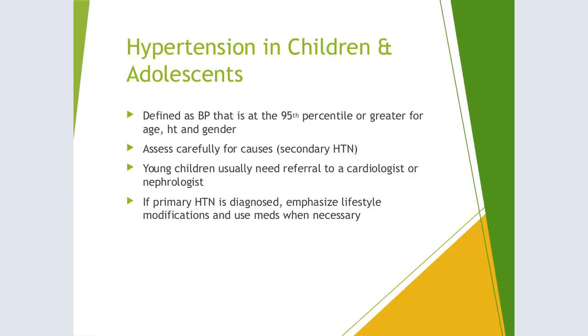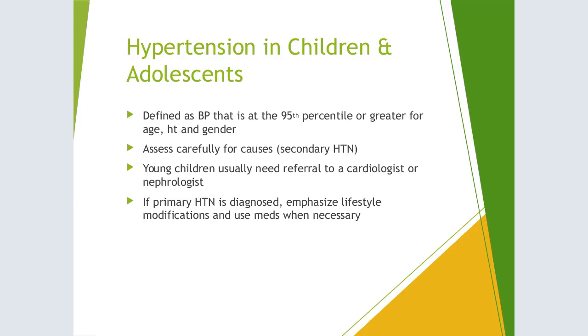Hypertension in children and adolescents is defined as a blood pressure that is 95th percentile or greater. No, this is still children and adolescents. 95th percentile or greater for age, height, and gender. A blood pressure reading that is at the 95th percentile or higher for that child's age, height, and gender.